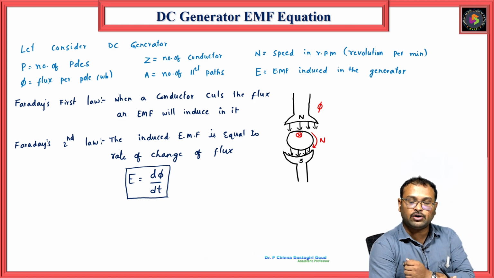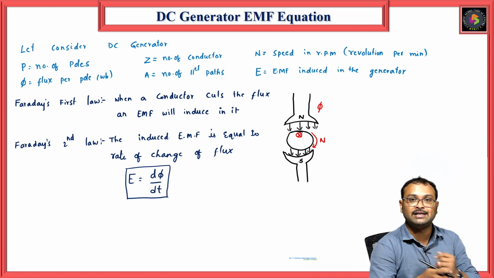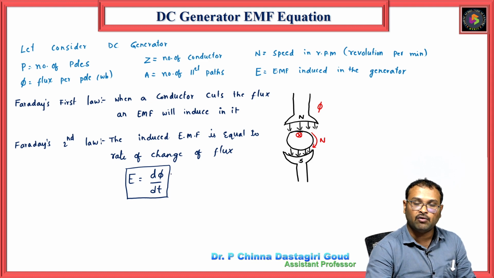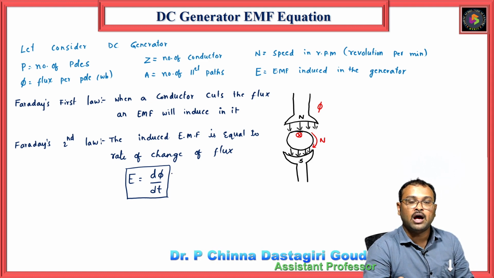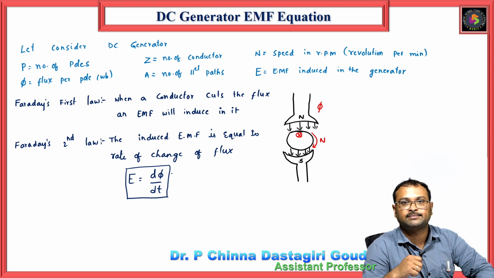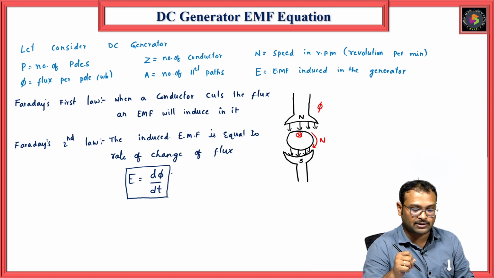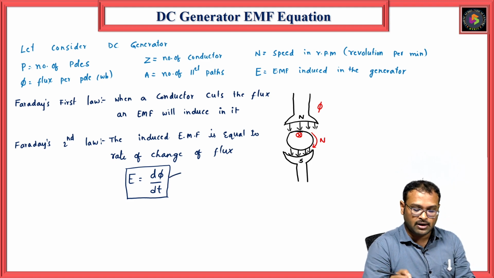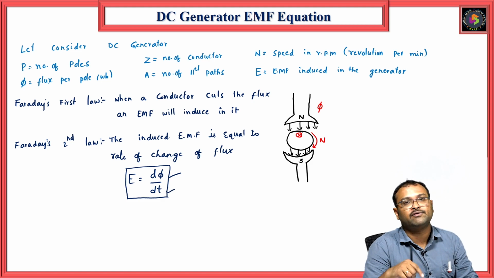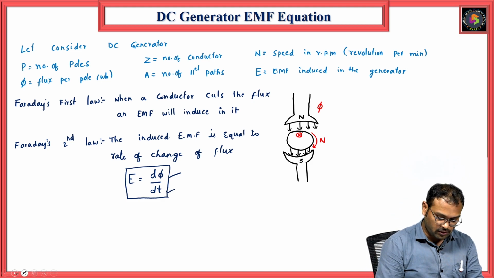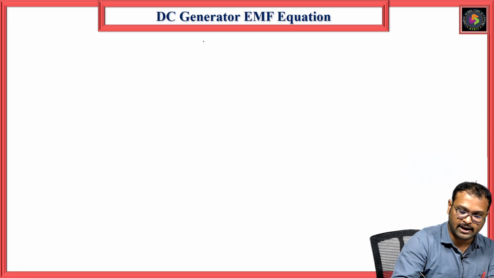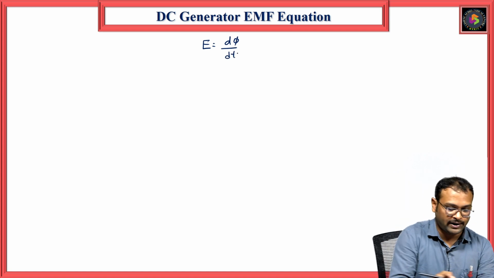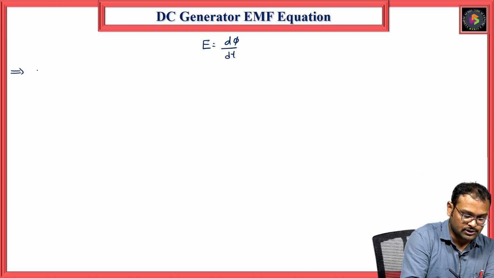So here we have to find out the EMF equation for a DC generator. That means we have to find out what is the change in flux when it is moving and how much time it is taking to change that flux. First we will observe the meaning of change in flux, how much it is changing, and then we will see how much time it is taking for changing the flux. As we know, our equation says E is equal to d phi by dt. So now what we have to find? First we have to know the change in the flux.